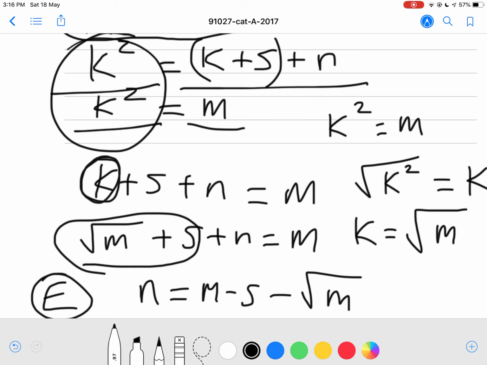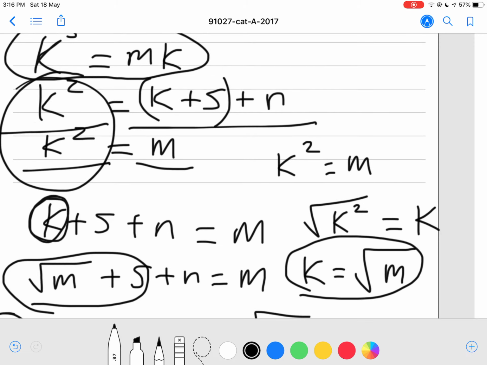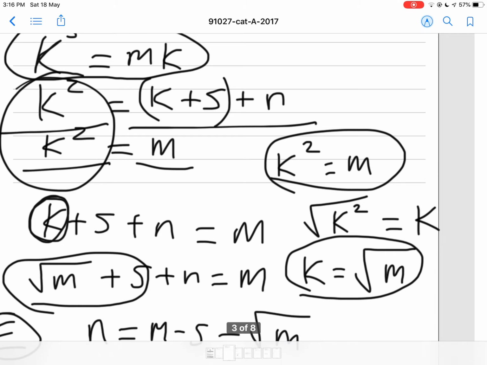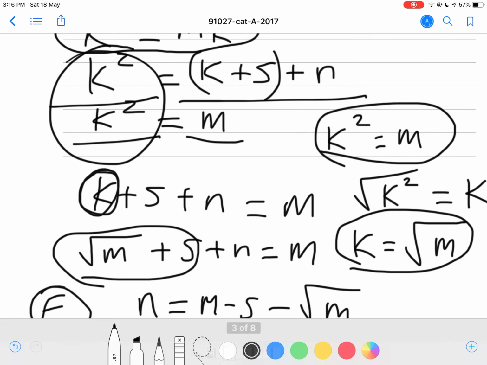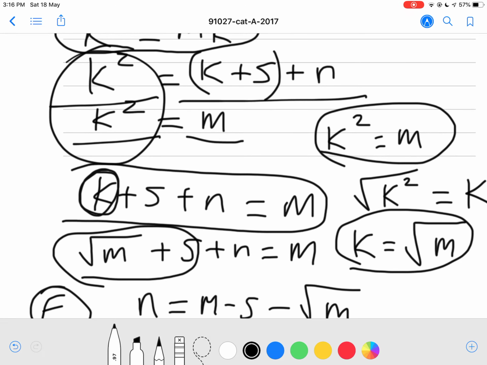To get the merit grade, you're looking at being able to rewrite k equals the square root of m, being able to see that k squared equals m, and being able to work out that k plus 5 plus n equals m. All three of these will get you a merit grade.